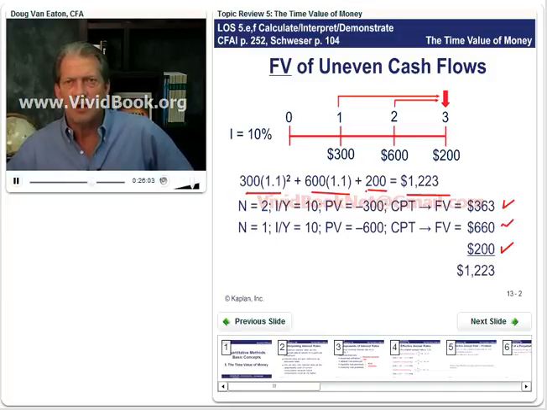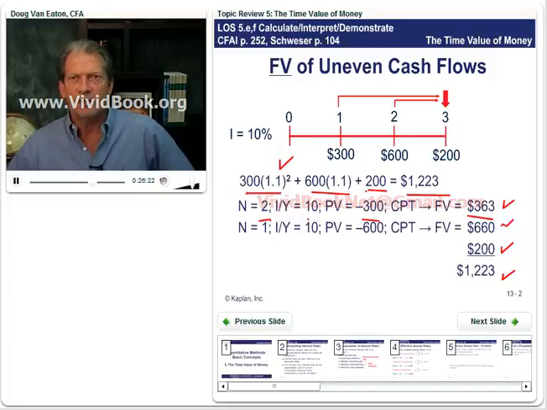And if we put all these like this, we've got the calculator solutions, right? We've got no payments in here. Payment is 0 for all these calculations. So 2 periods, 10%, present value is 300. How much is the future value? Well, that's this number right here. So we add all those up, and there's our future value with uneven cash flows.